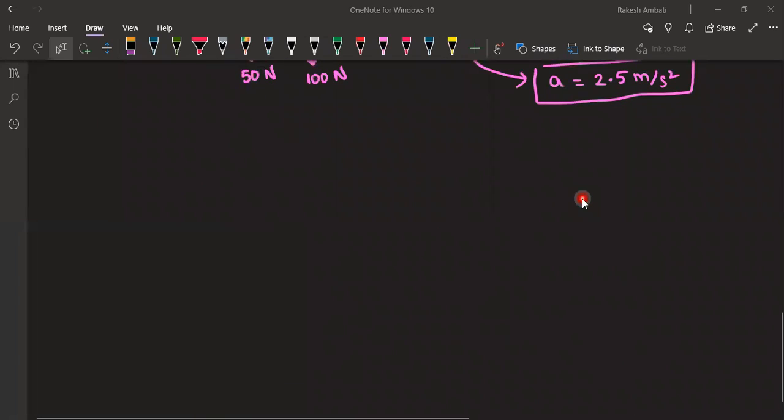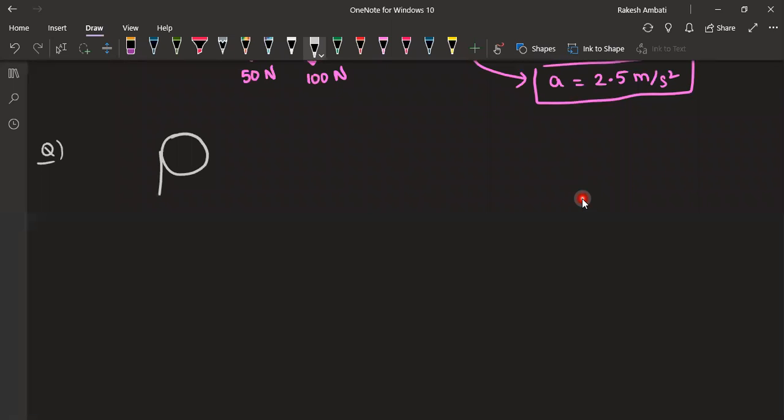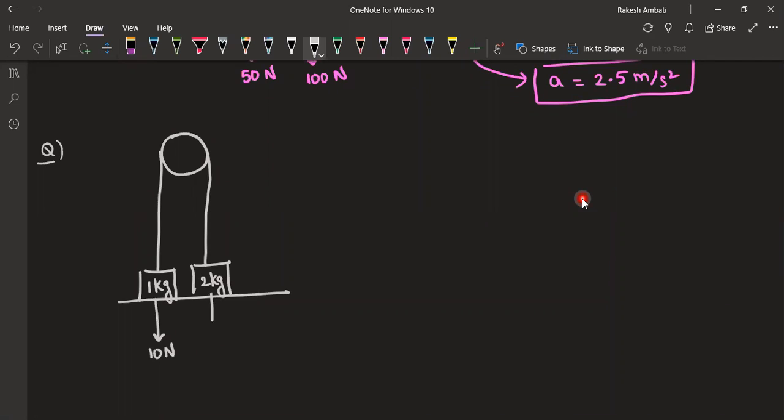Next question, a somewhat difficult one. For example, it is a pulley, and here we have a block, and the same thing here we have a block. It is a 1 kg block and a 2 kg block. 1 kg means its weight is 10 Newtons, and the 2 kg block's weight is 20 Newton.